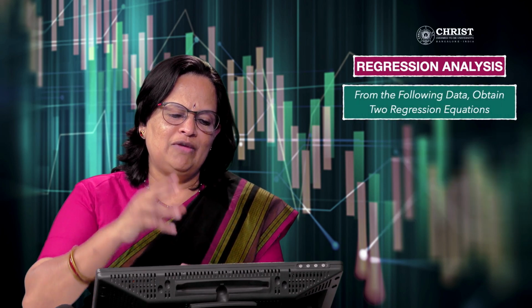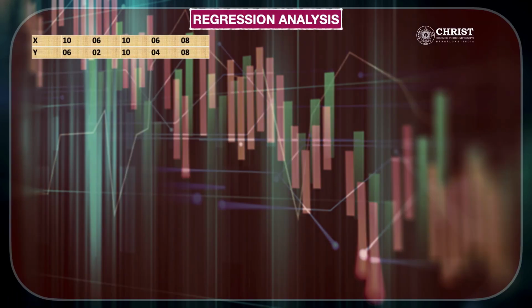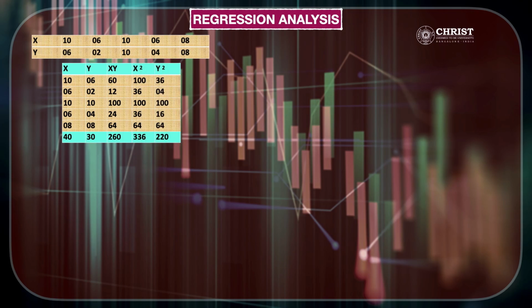Now, one problem we will do. From the following data, obtain two regression equations. Values of x: 10, 6, 10, 6 and 8. Values of y: 6, 2, 10, 4 and 8. Now, we have to see the solution. Values of x are there, values of y, xy is also there, and x square values we need and y square values we need. So, we have computed that in the table.